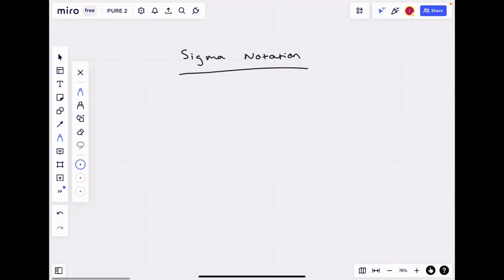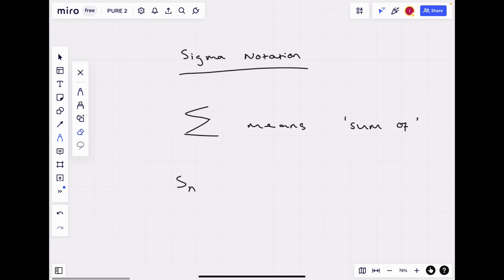The symbol sigma looks something like this. It's like a reverse E. That's how I always thought about it. Now, sigma means sum of. And you might be thinking to yourself, wait, I thought Sn meant sum of. It does. Sigma also means sum of.